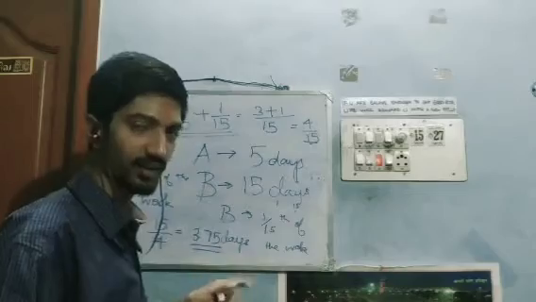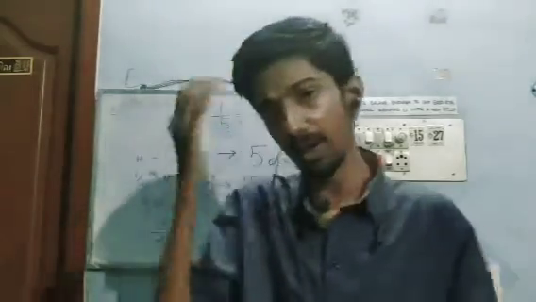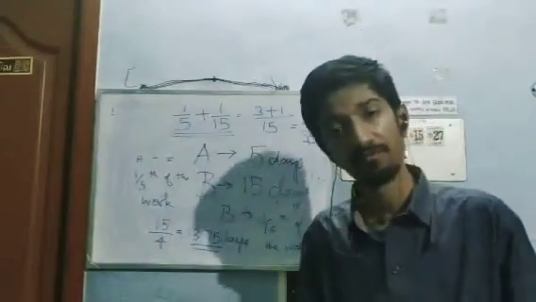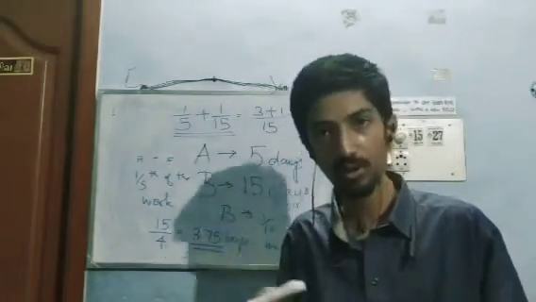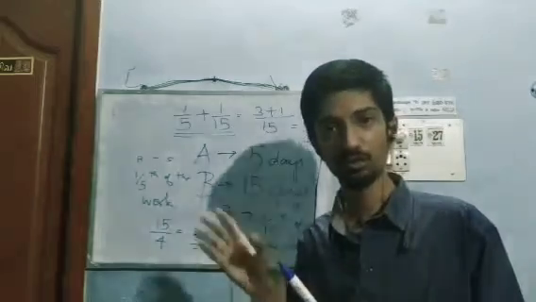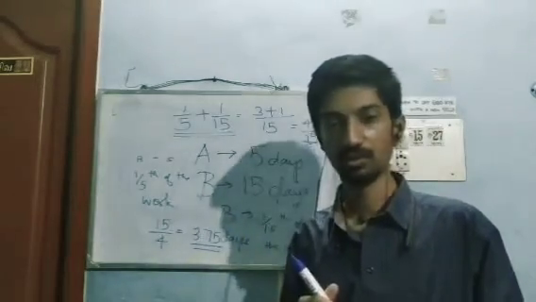Is it clear? Isn't it very easy? The reason why we add is that when we add two quantities, it means that both of them are doing it together, correct? So the question was easy, we were able to do it. So let us move on to the next question.